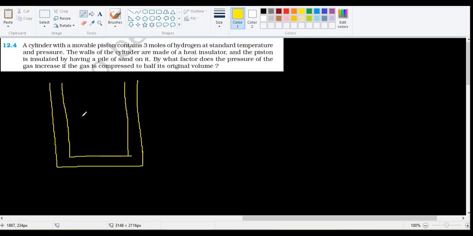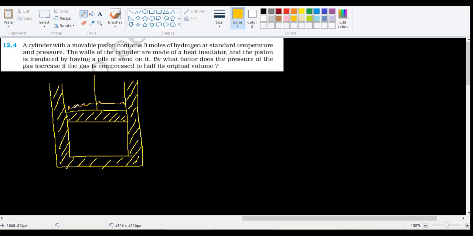Since it is insulation, you have to draw the hatch. You don't have to worry about the sand part in the piston. Pile of sand on it. So maybe you can show that this is an insulated cylinder. Pile of sand means maybe you can put some sand on top of this. So maybe the sand can act as an insulator. That's what they mean.